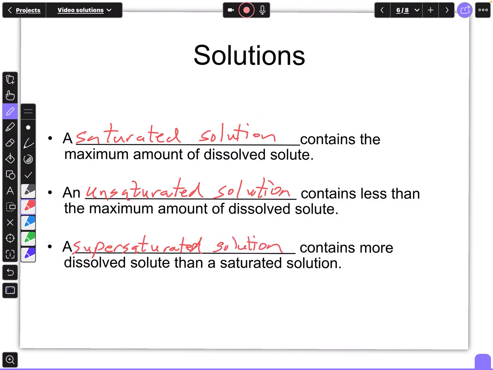solution that contains more dissolved solid than a saturated solution. So if you had a saltwater solution, you added salt to where no more would dissolve, and then you kept on adding it, and you had salt that wasn't dissolving and it was visible, that would be considered supersaturated.